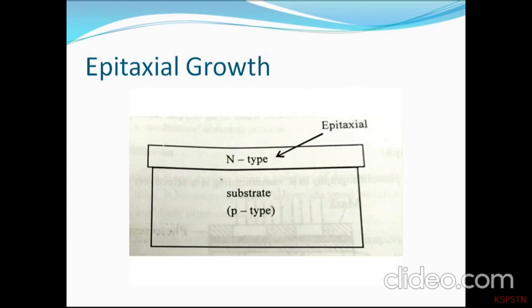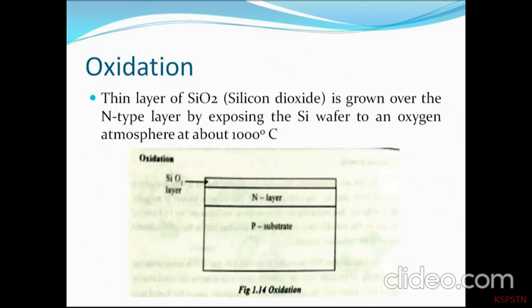So next step is oxidation. The figure shows the thin layer of silicon dioxide, that is SiO2, grown over the N-type layer by exposing the silicon wafer to an oxygen atmosphere at about 1000 degrees Celsius.